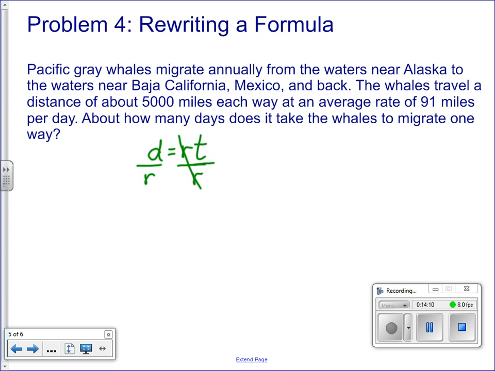r divided by r is equal to 1. 1 times t is equal to t. And on the other side of the equation, I have distance divided by rate. All right, substituting in what we know, we have a distance of about 5,000 miles. So substituting 5,000 in for the distance. The rate of speed is 91 miles per day. So we're going to divide by 91. And that will give us our t.